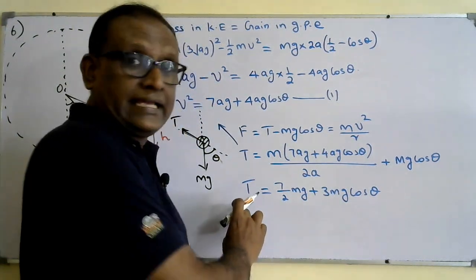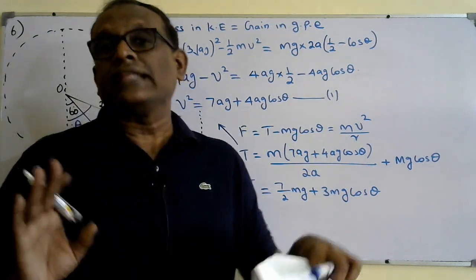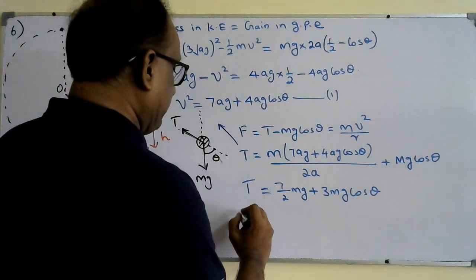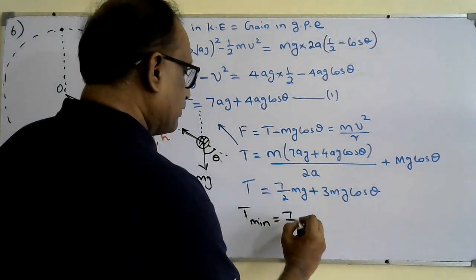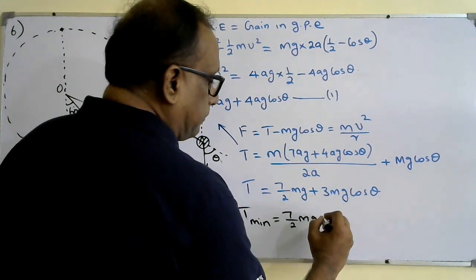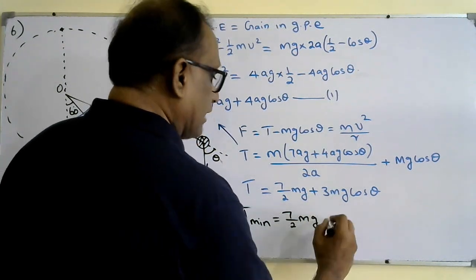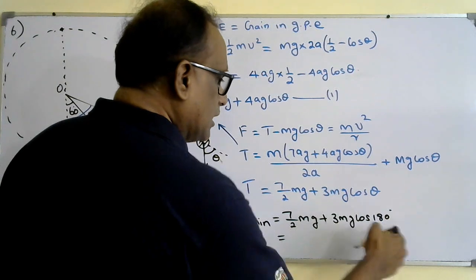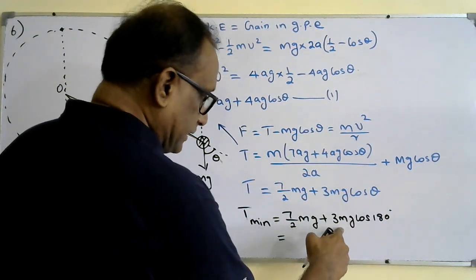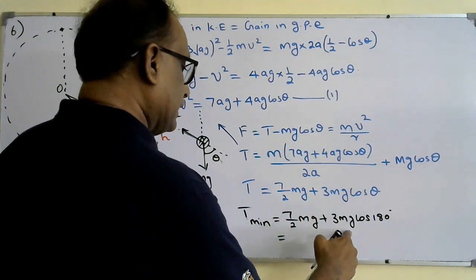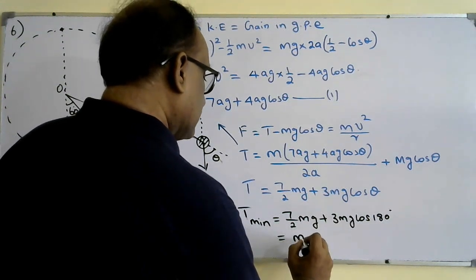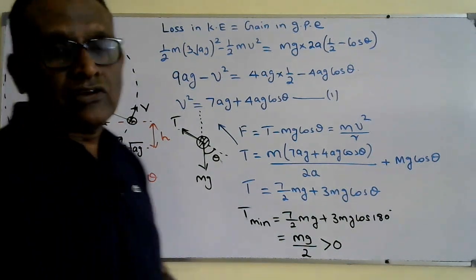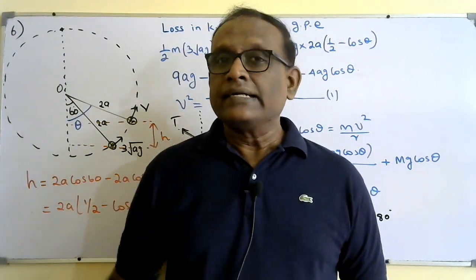Substitute and see, will I get tension negative? If I don't, that means the particle will follow the circular path even at the highest point. So T minimum equals 7 by 2 mg plus 3 mg cos 180 degrees, that is -1, so minus 3 mg. If you solve it, 7 by 2 mg minus 3 mg is going to be mg by 2, which is greater than 0.